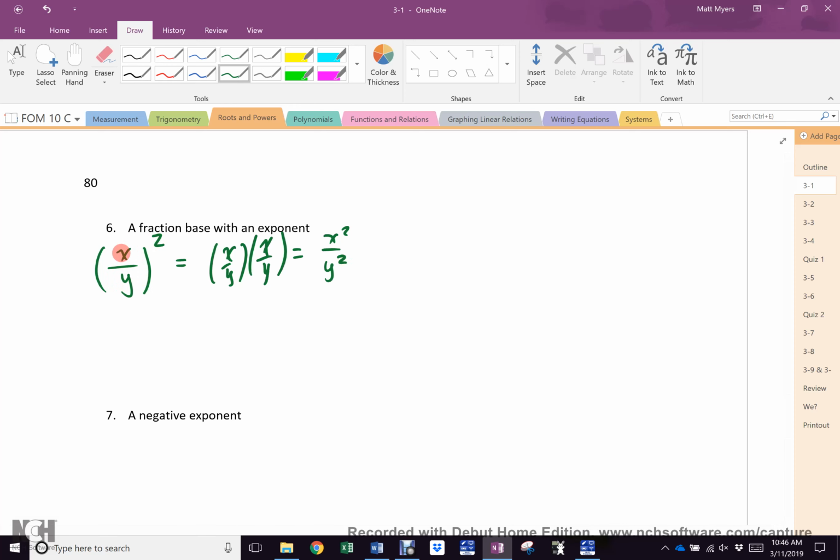Is everybody cool? Now, this is law 6. Can I forget law 1, 2, 3, 4, 5? No. So what if I had (3x squared over 4y cubed) squared?